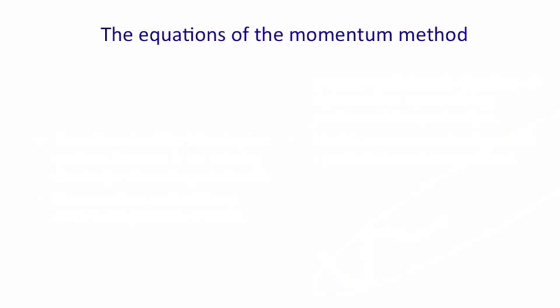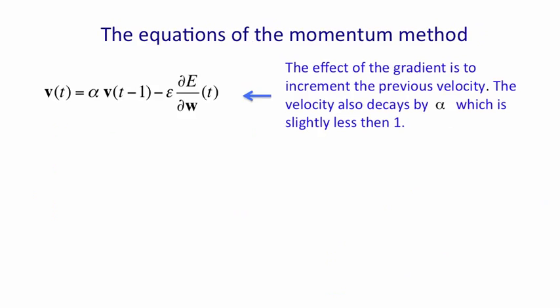The equations of the momentum method are fairly simple. We say that the velocity vector at time t is just the velocity vector at time t minus 1. Time here is the updates of the weights. So it's the velocity vector that we got after mini batch t minus 1, attenuated a bit, so we multiply by some number like 0.9, which is really viscosity, or it's related to viscosity, but unfortunately I called it momentum, so we now call alpha momentum.